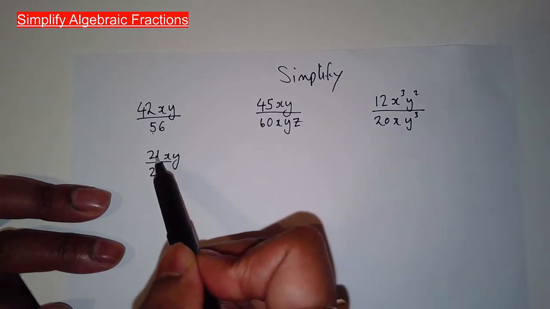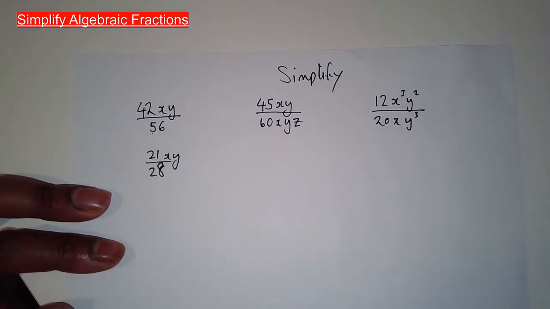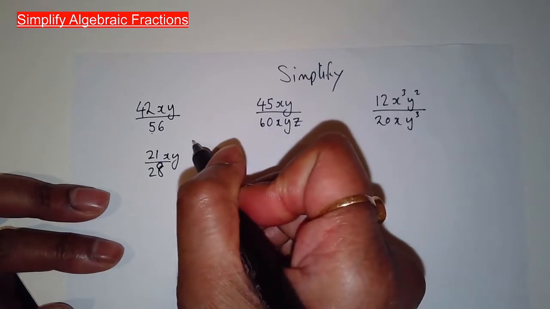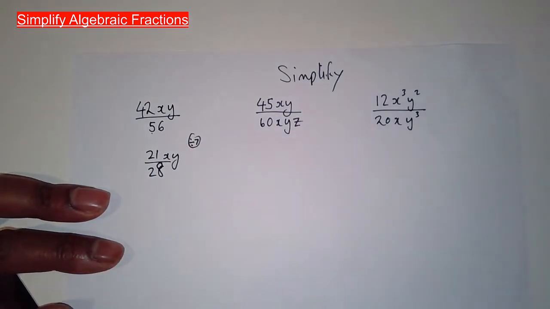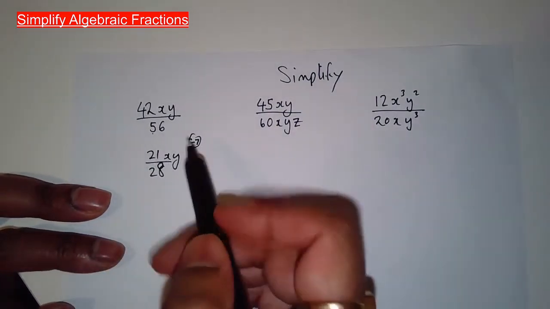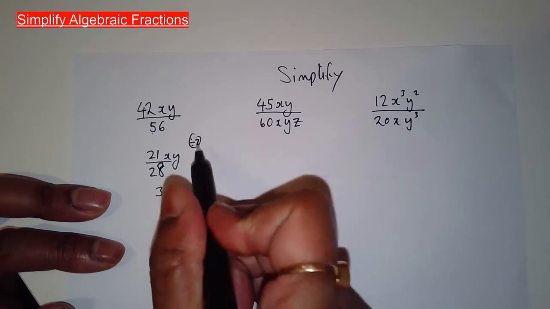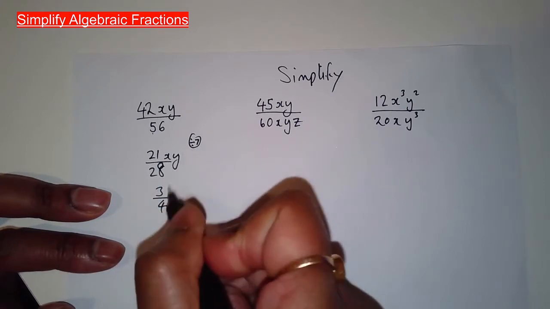Now, this is more manageable. What's the biggest number that goes into 21 and 28? It's 7. So you divide top and bottom by 7. 21 divided by 7 is 3. 28 divided by 7 is 4. Don't forget the xy.